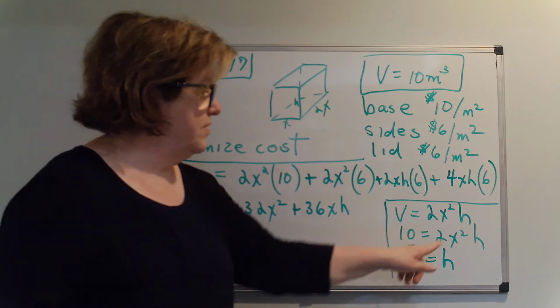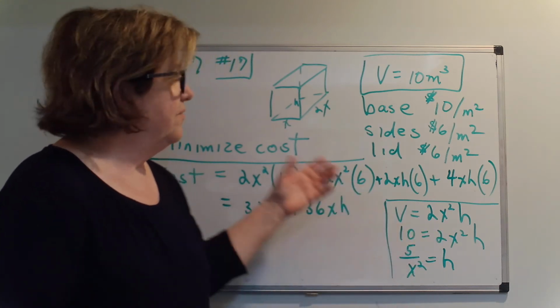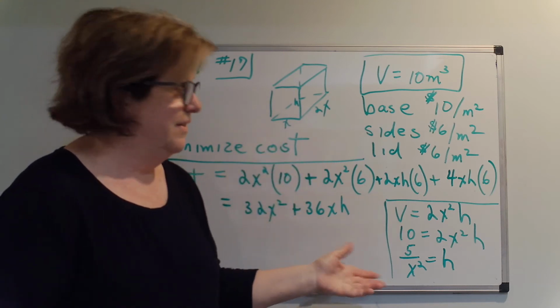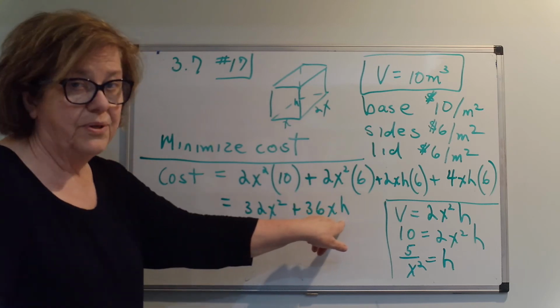So I divide both sides by 2x squared. I can do this because x can't be 0. If x is 0, there is no box. So we get h has got to be 5 over x squared, so I can put that in here.